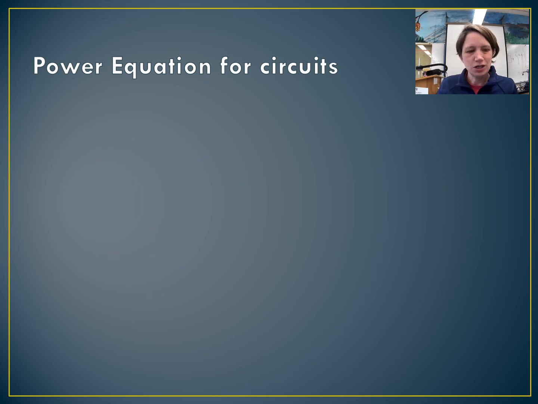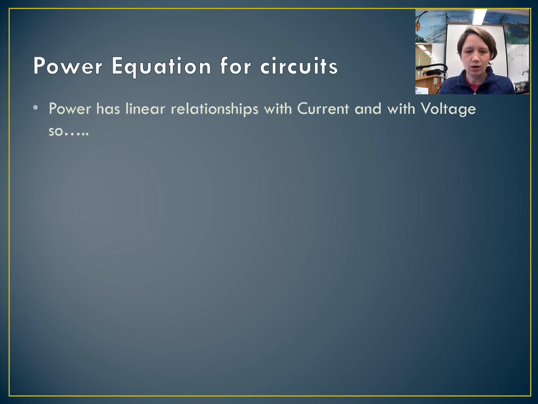Combine those two relationships and you can come up with the power equation for circuits. Two linear relationships, one with current and one with voltage. So that means that power is going to be equal to current times voltage.